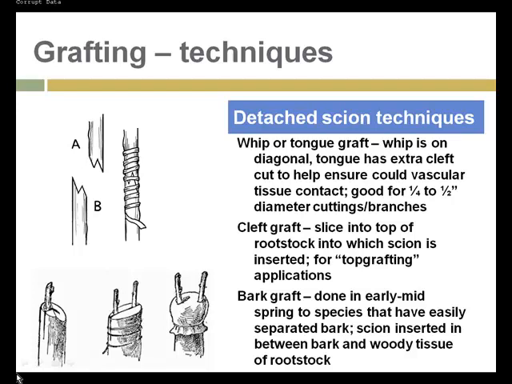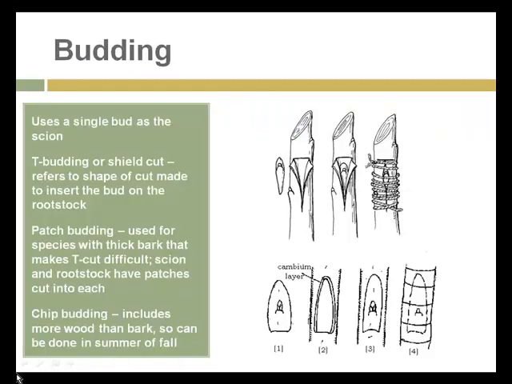The next method of propagating is the use of layering, and the upper illustration here is an example of strawberry, which routinely spreads itself through the use of runners or stolons, and most other layering techniques are similar in concept to how strawberries propagate themselves naturally. But in the case of tip layering, a stem of a plant is bent to make soil contact and establish rooting with the tip still attached to the parent plant.